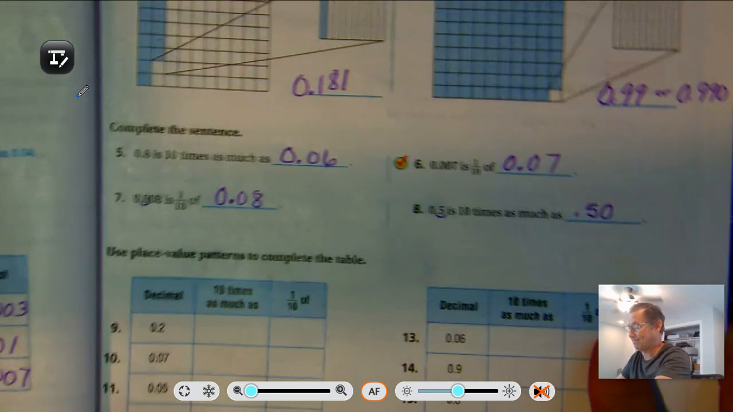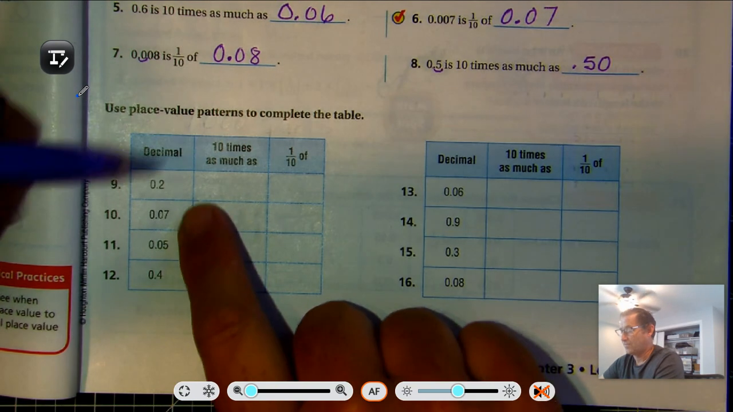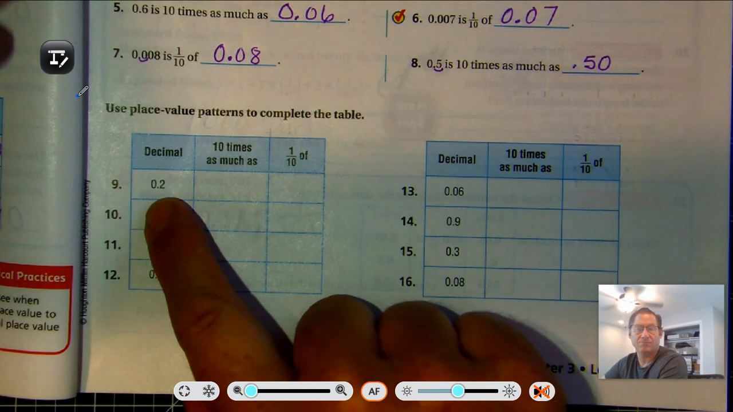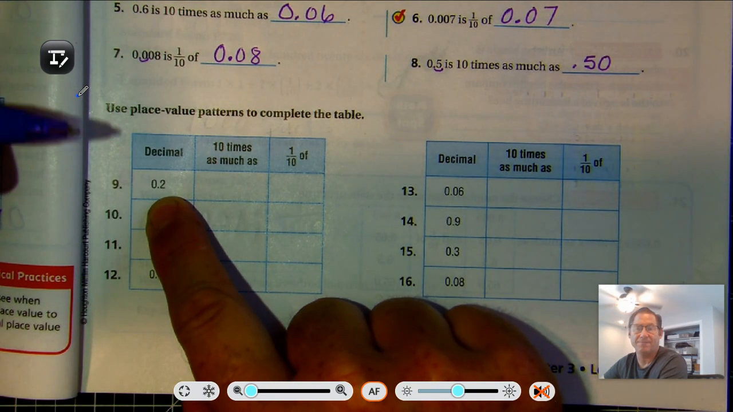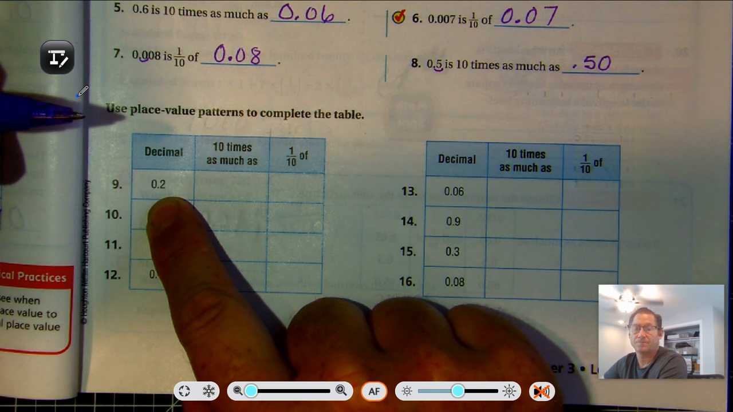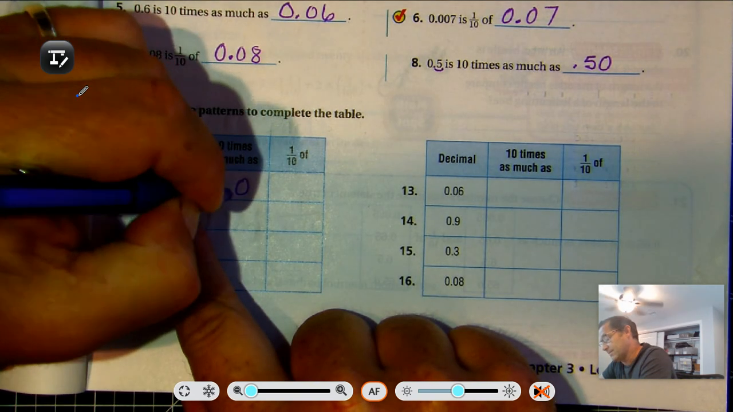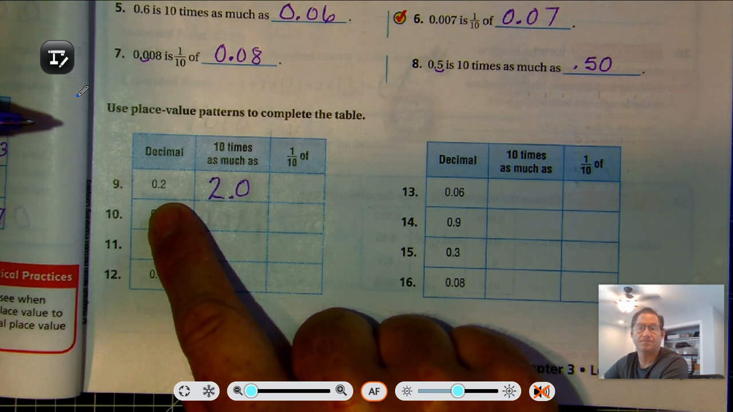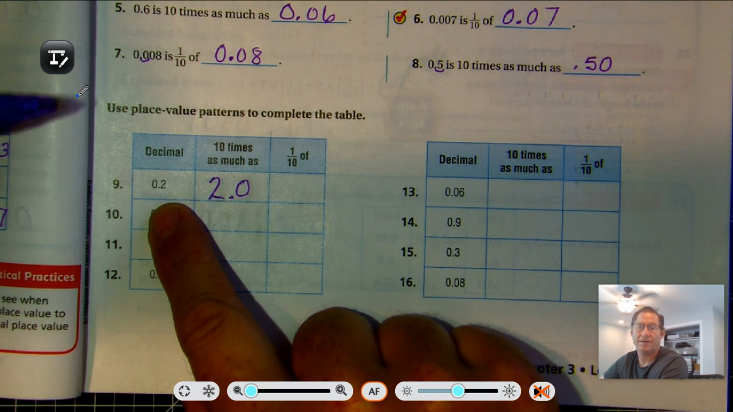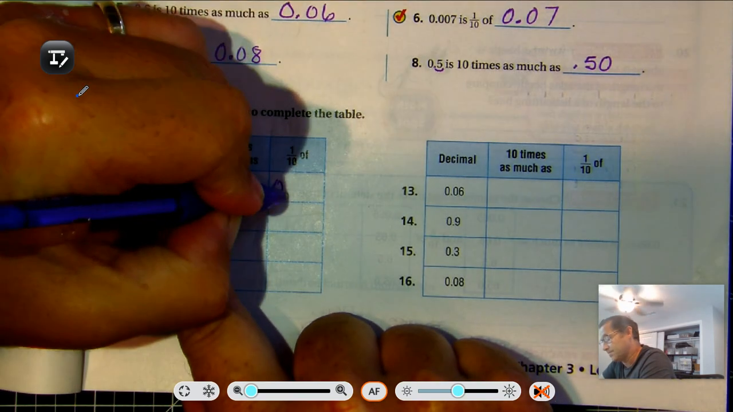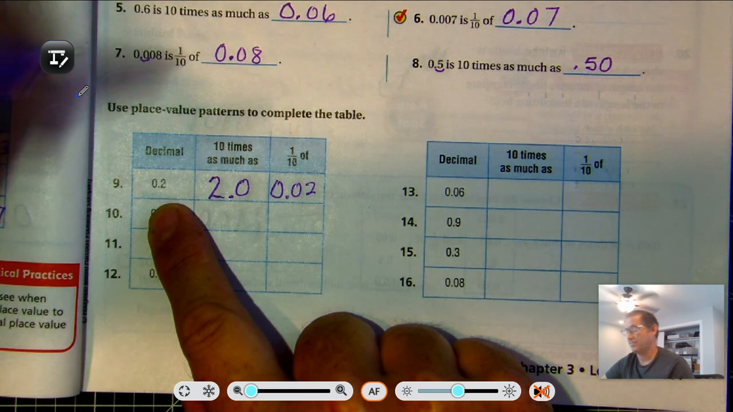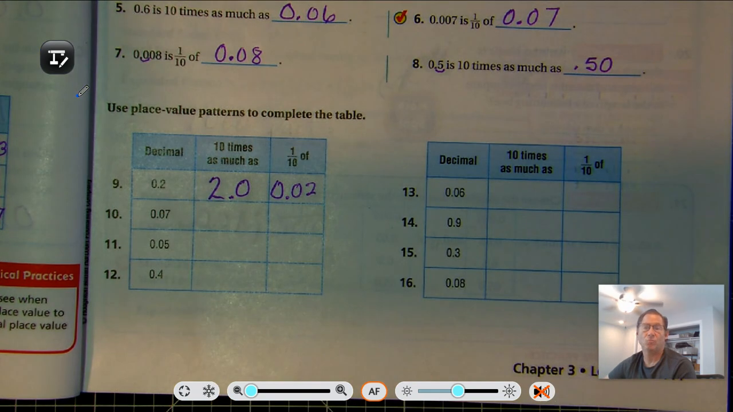Number 9. Okay, 10 times as much. We're starting with 2/10. 10 times as much as 2/10, that's just 2. 1/10 of 2 would move the decimal point one place to the left.